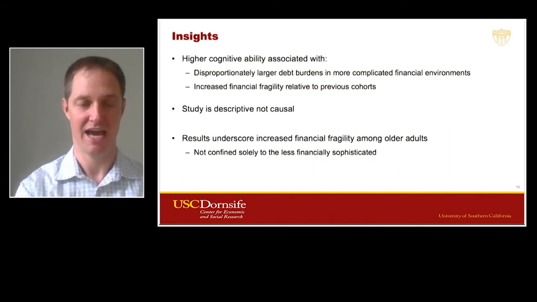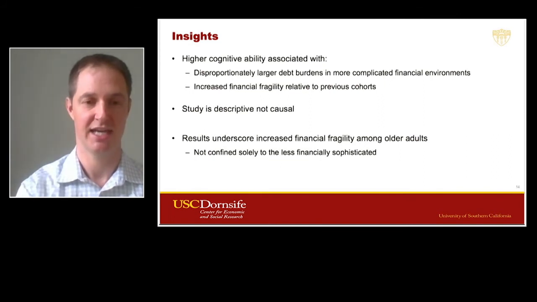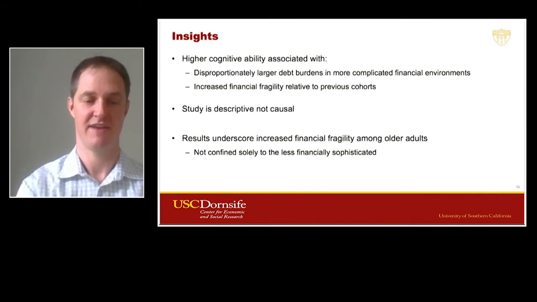An important caveat to all this, of course, is that a lot of things are changing over this time period, so we can't attribute it all to increasing financial complexity. But I think our story is intuitive, fits with related research, and really underscores the fact that financial fragility has increased among older adults. And this is true across the financial sophistication distribution and not confined solely to individuals of lower cognitive ability.